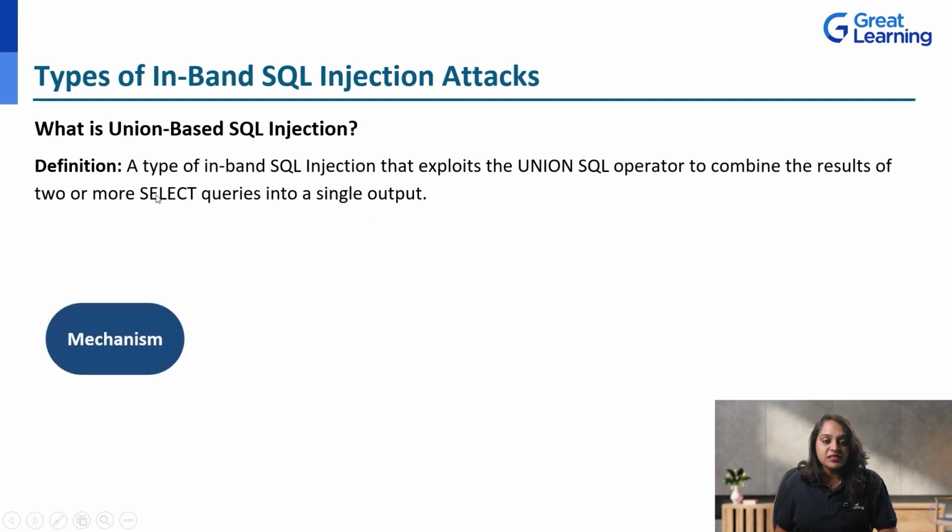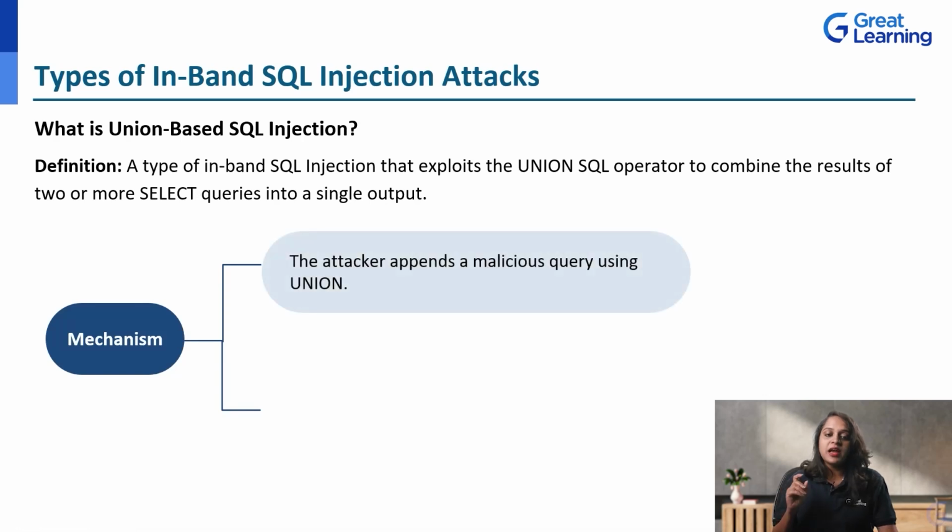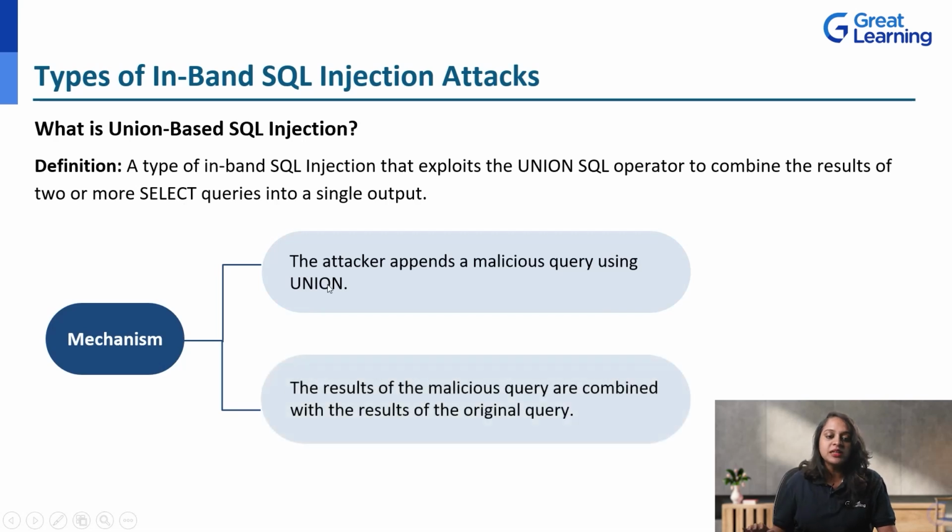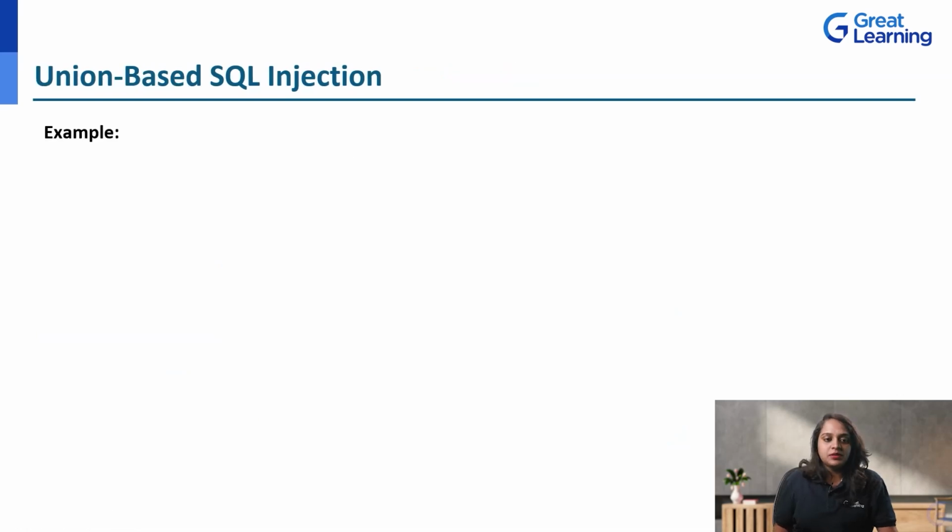So we'll see the mechanism here. The attacker appends a malicious query using the union operator, right? We already know this. The results of the malicious query are combined with the results of the original query. So union is doing what here? It is combining the malicious query with the original query, and it will do the SQL injection attack here. What is the example here then?